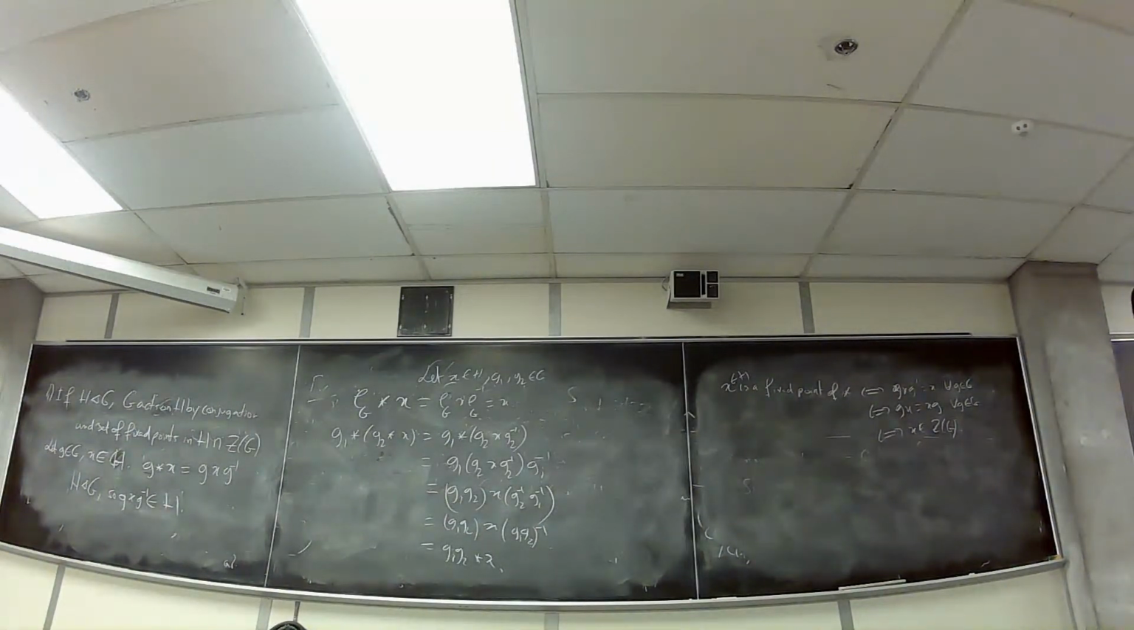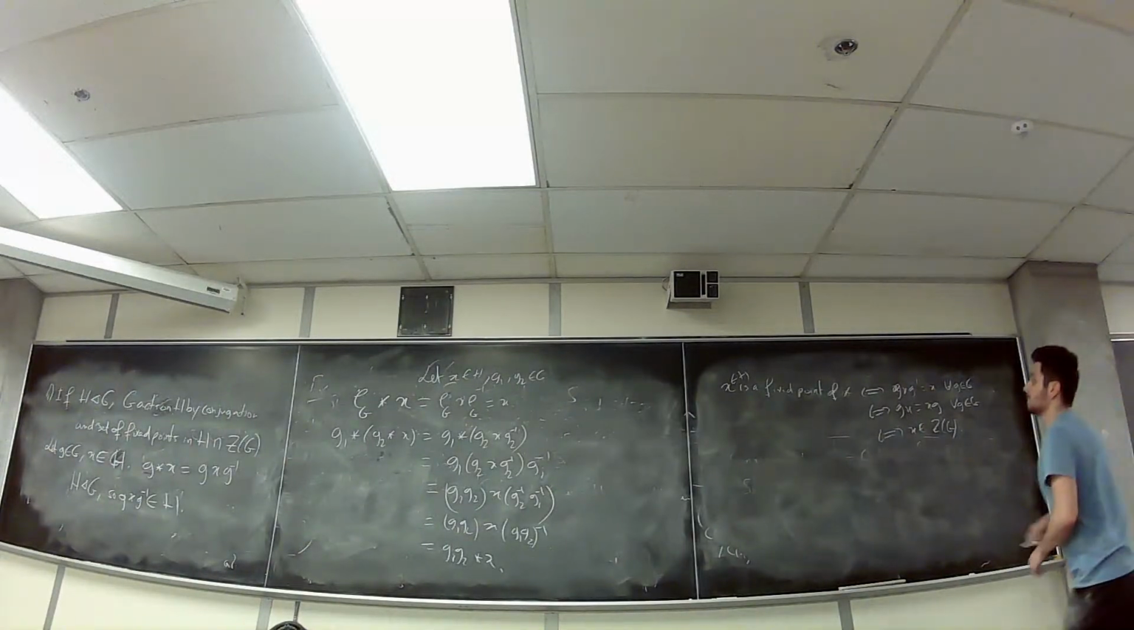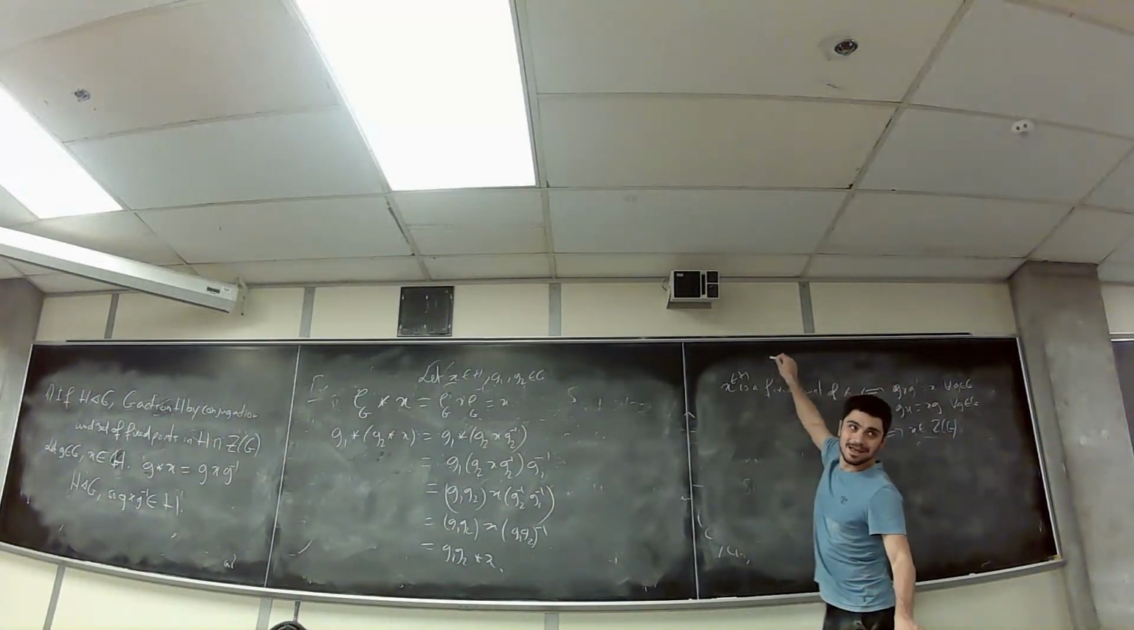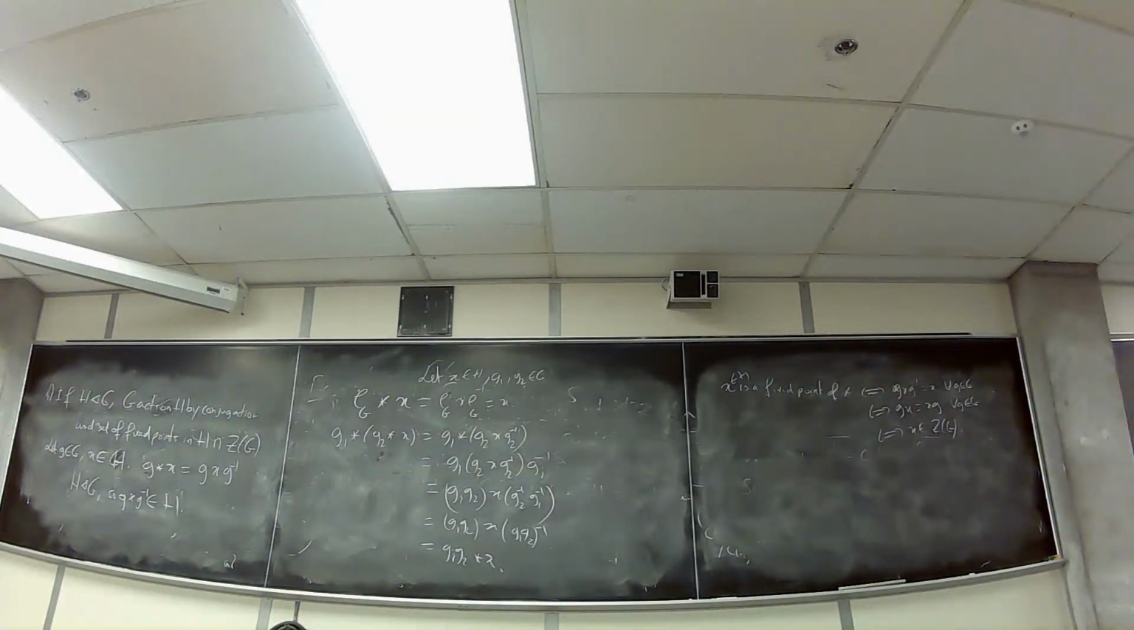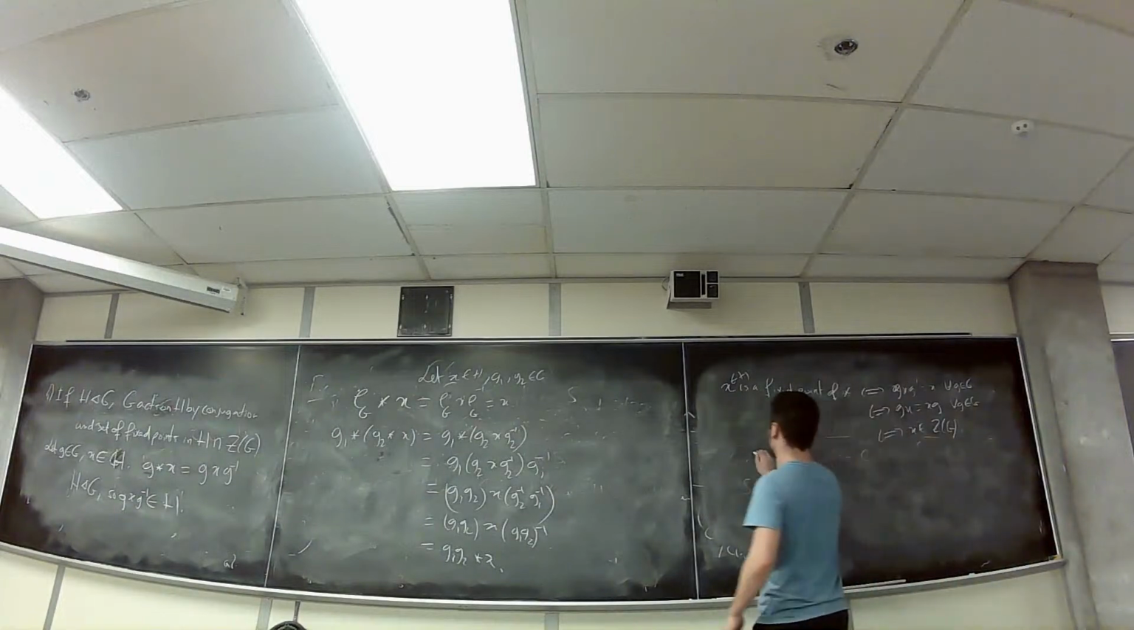How is this different from the one before? Oh, the one before is where H is G, because G is normal in G. Here you're just making it a bit more general. Okay, H is a normal subgroup. So what is the set of fixed points?